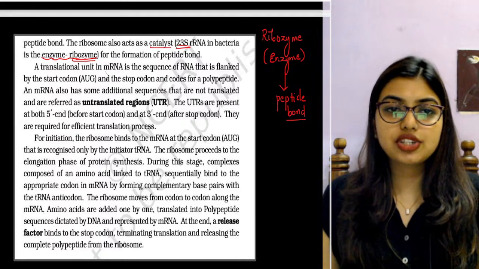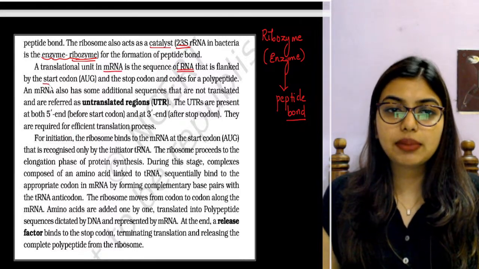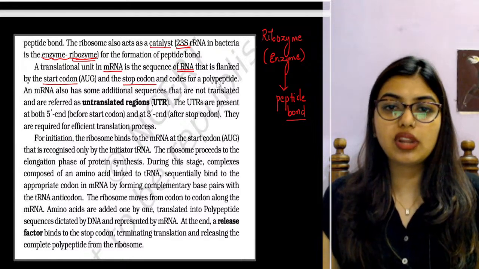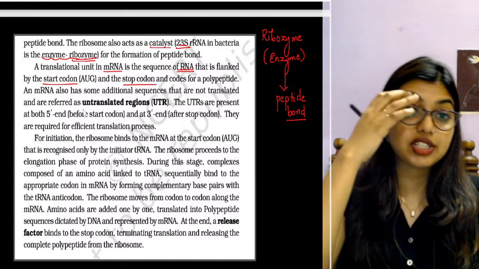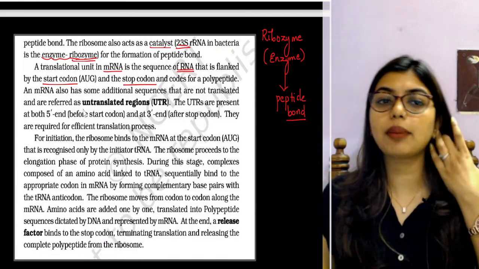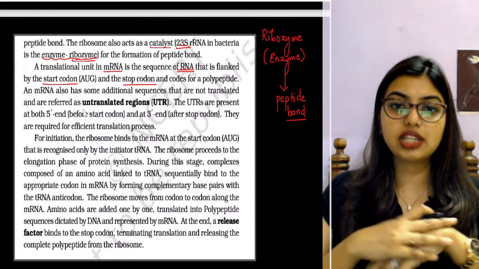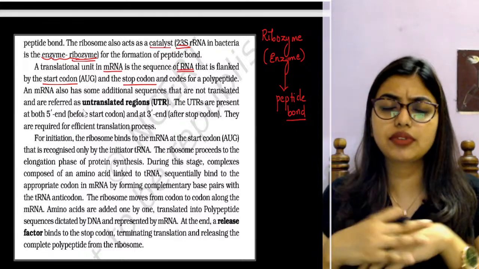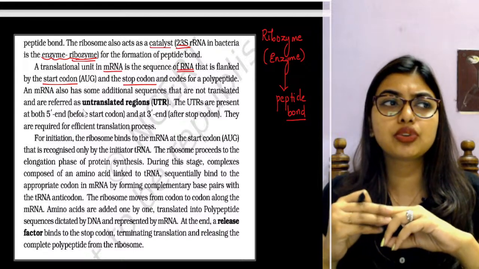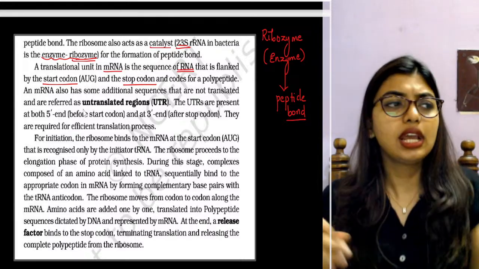A translational unit in mRNA is the sequence of RNA that is flanked by the start codon and a stop codon and codes for a polypeptide chain. So students, if translation has to happen, then we have to make sure that this translational unit in mRNA is going to be read, and it is going to have a start codon. Okay, AUG is the start codon.